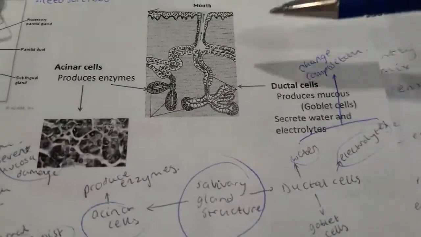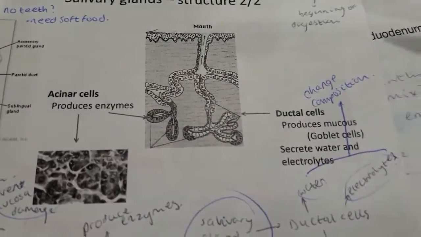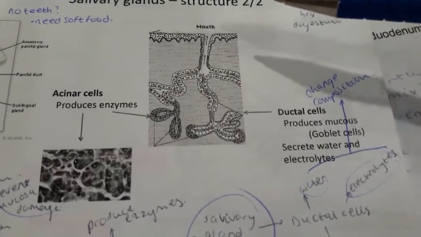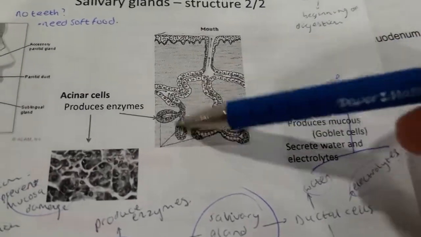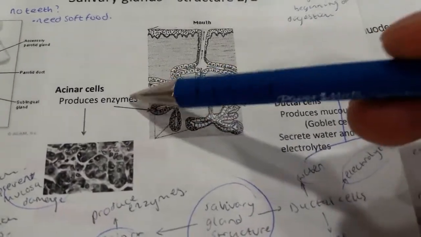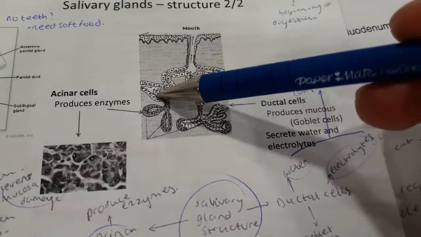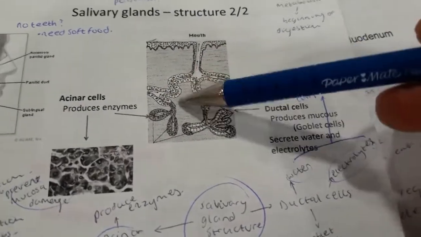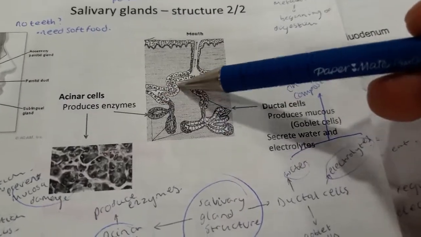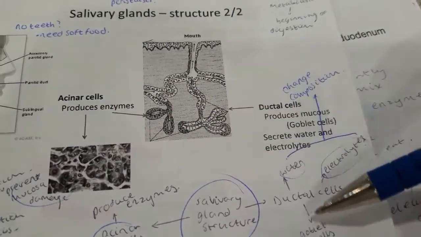So let's look at the salivary glands in further detail, starting with the structure. Salivary glands are exocrine glands because they secrete the enzymes. The exocrine structure is quite similar to the pancreas. You've got the acini at the bottom, made of acinar cells, which produce the enzymes, and then the secretions pass up through the ducts, which are lined by duct cells. The duct cells modify the secretions of the acinar cells, and there are also some goblet cells, which are part of the duct cells, which secrete water and electrolytes.